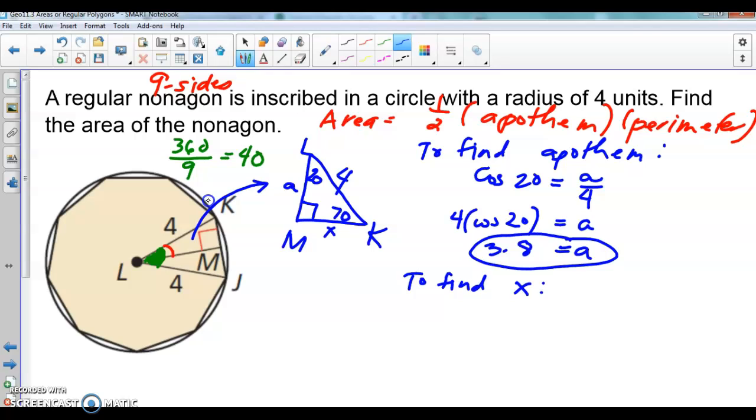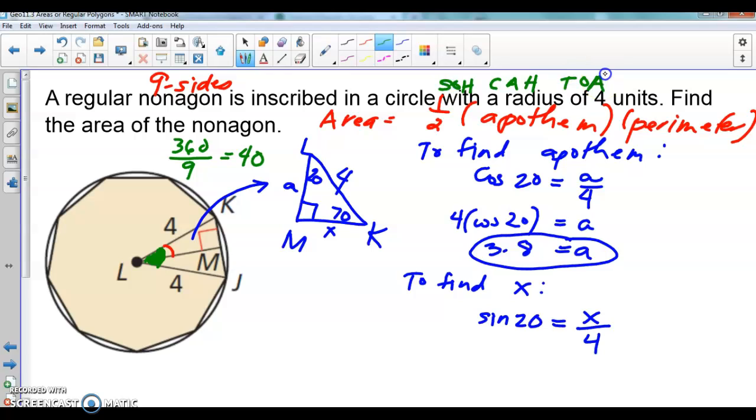We can use another trig ratio, right? So to find x, let's use sine 20. So sine of 20 is equal to opposite over hypotenuse, which is 4. I don't know if you've forgotten that, so let me write it down over here. I taught you the shortcut before, right?